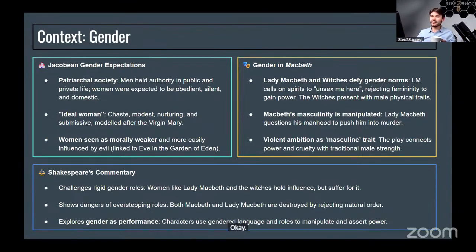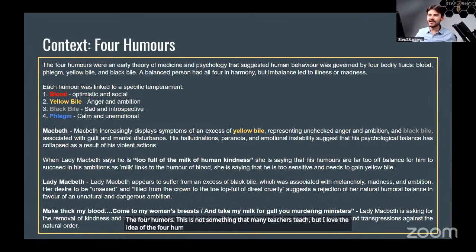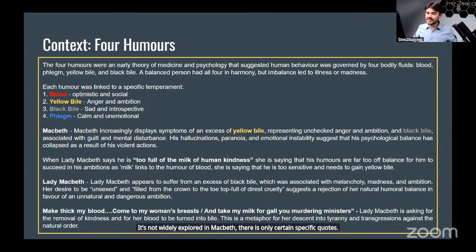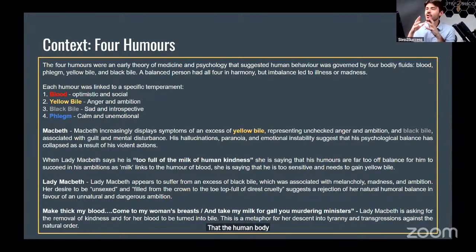Okay, finally then, and then we'll have a quick break and move on. The four humours. This is not something that many teachers teach, but I love the idea of the four humours. It's not widely explored in Macbeth. There are only certain specific quotes, but I think it's important nonetheless. So the four humours were the idea in medicine that the human body was governed by four different bodily fluids: blood, phlegm, yellow bile, black bile. A balanced person had all four of these in harmony, leading to a kind, balanced, all-rounded human being.